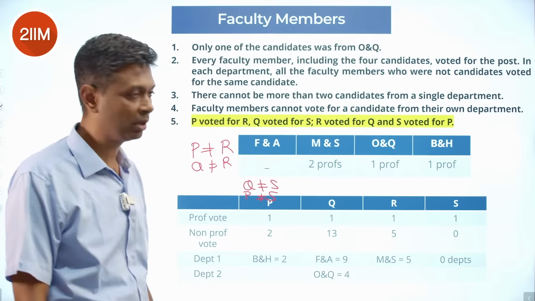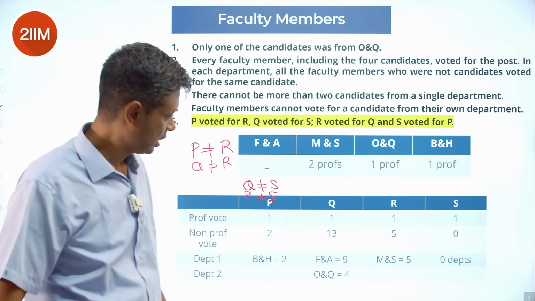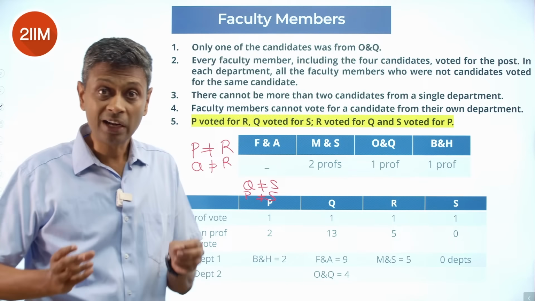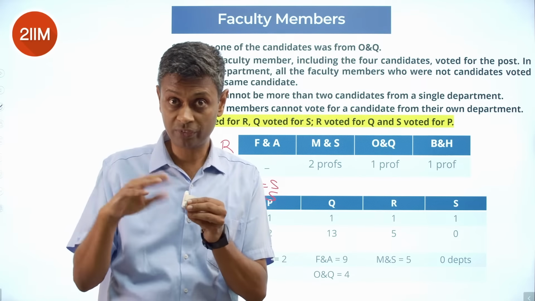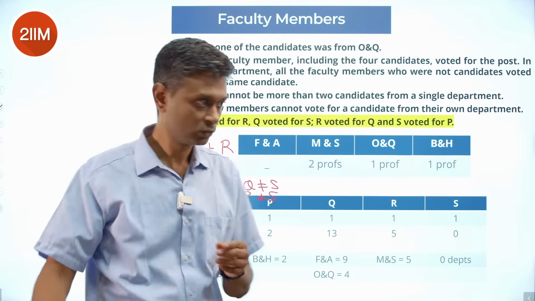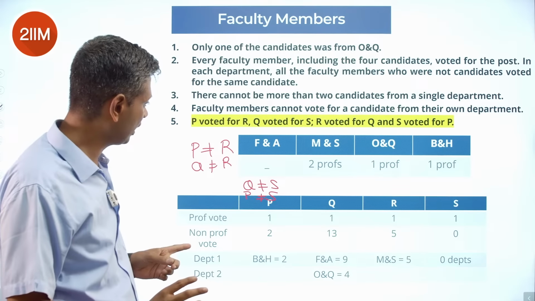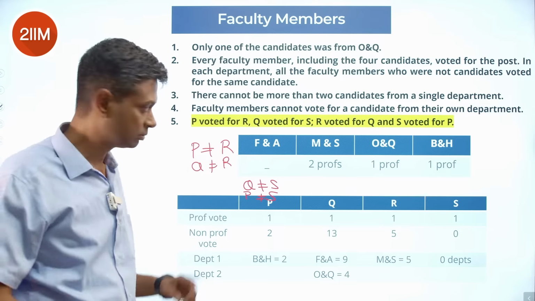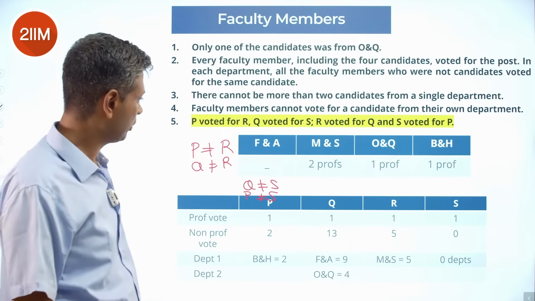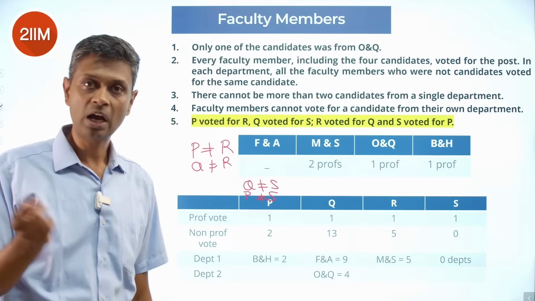R cannot be in the same department as P and Q. S cannot be in the same department as P and Q. R and S could be together. P and Q could be together. So I cannot have a scenario where P and R are together, or Q and R are together. R and S could be together. Likewise, we cannot have Q and S, P and S. R and S could be together.